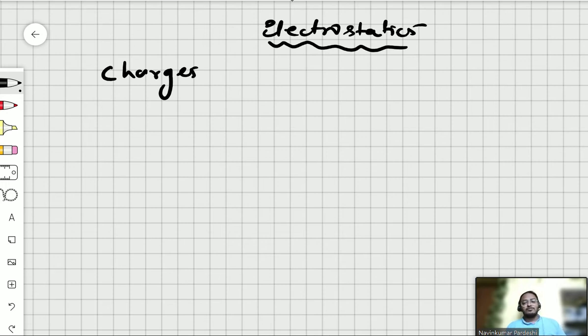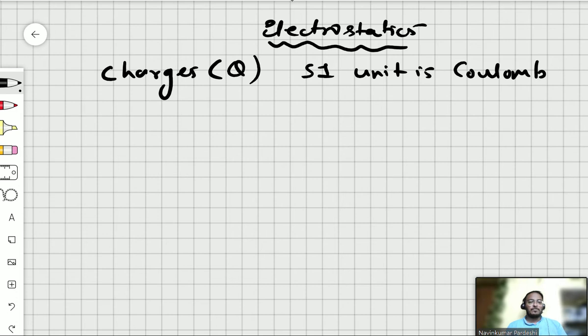Okay, so the first thing we know about charges is that charge is denoted by a capital letter Q. Its SI unit is the coulomb. Okay, now charges can be classified into two types: a positive charge and a negative charge.